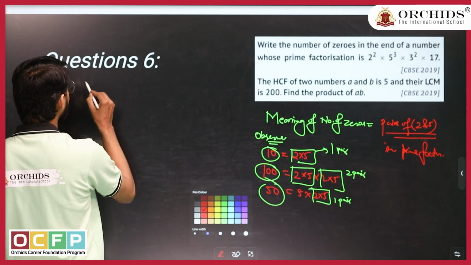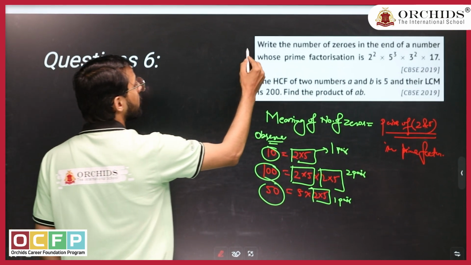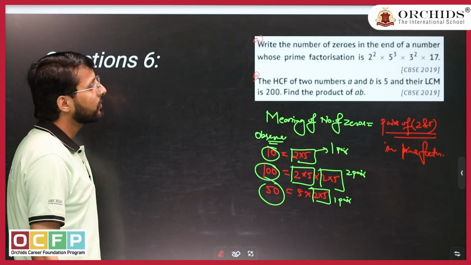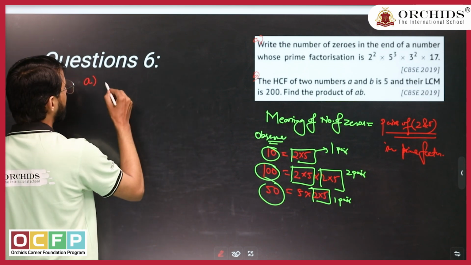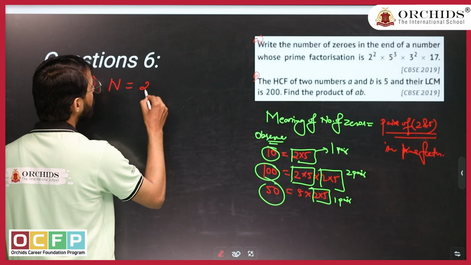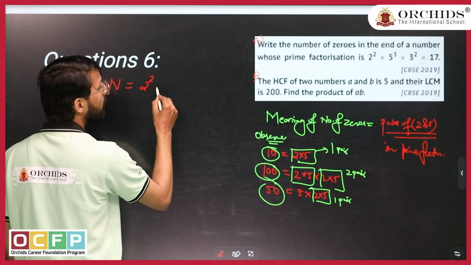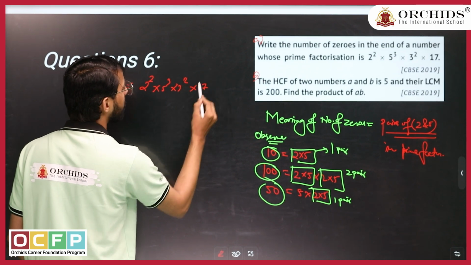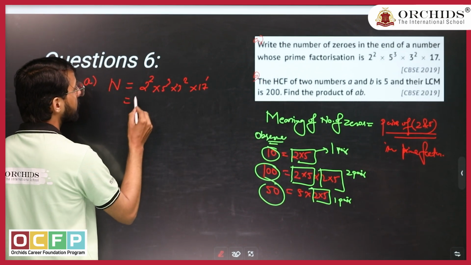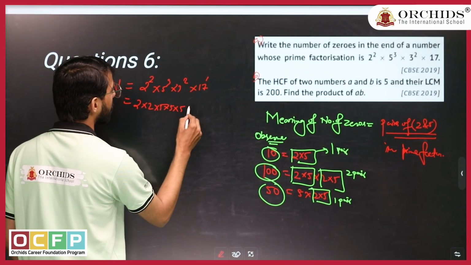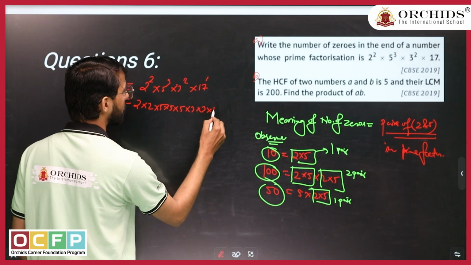So the question, first part, A part I am writing. This is A part, this is B part. Write the number of zeros in the end. Prime factorization they have given. Suppose the number I am writing, n equals 2 power 2 into 5 power 3 into 3 power 2 into 17 power 1. It means I can write 2 cross 2 cross 5 cross 5 cross 5 cross 3 cross 3 cross 17.